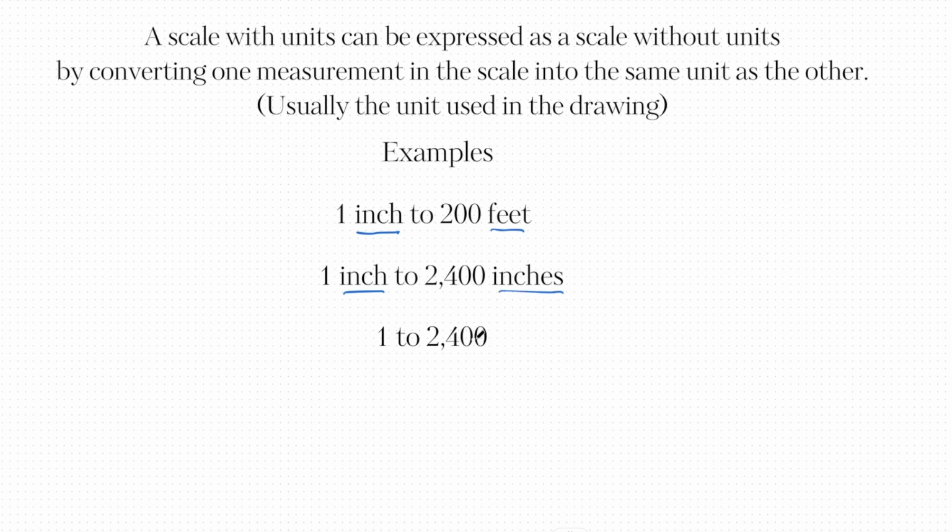The way we converted that is we know that there's 12 inches in 1 foot. So what I'm going to do is take 200 and multiply it by 12 to get the number of inches. When I do 200 times 12, that gives us 2,400, and that's where that number right there comes from. So now it says 1 inch to 2,400 inches. Once you have the same units, you can remove the units to say 1 to 2,400.